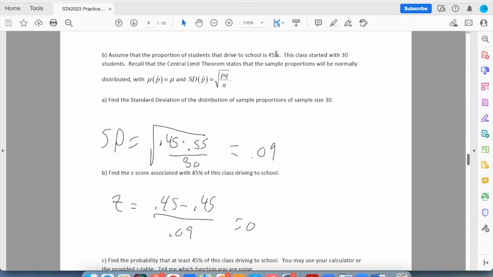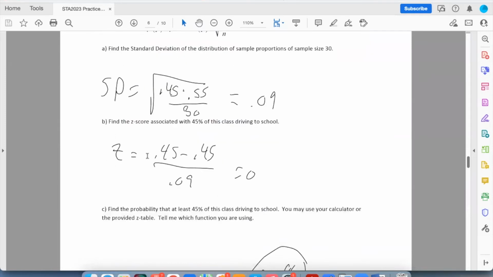Here we were looking at the proportion of students that drive to school. So that's p. P is the proportion of students that drive to school, 0.45. Q is 1 minus p. So we get this standard deviation.